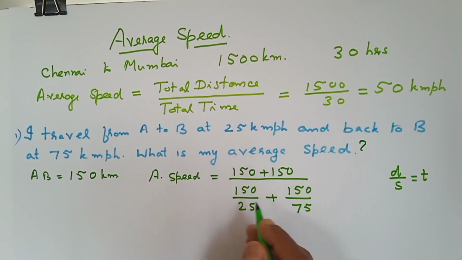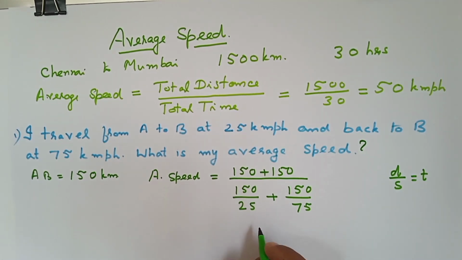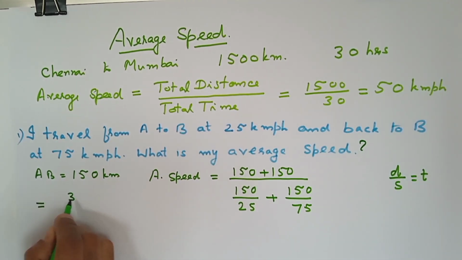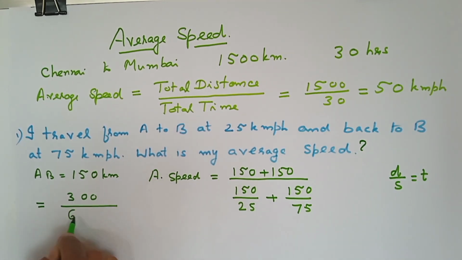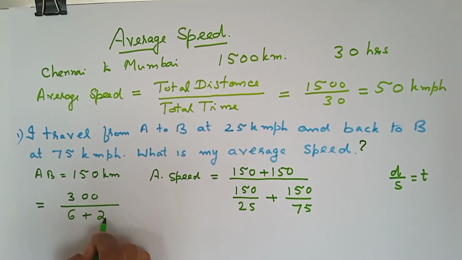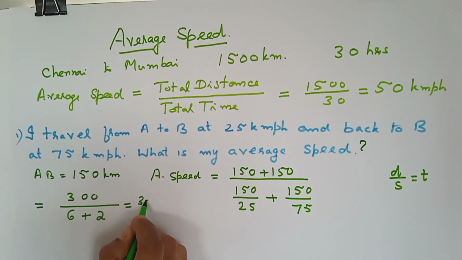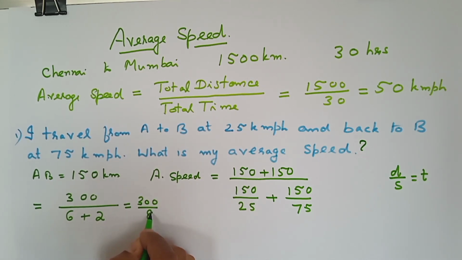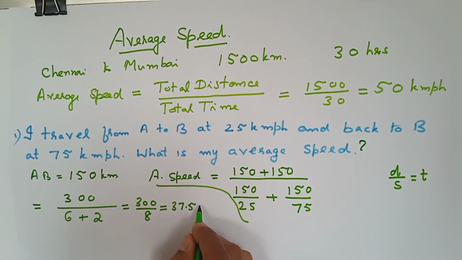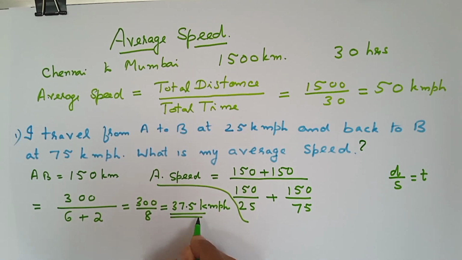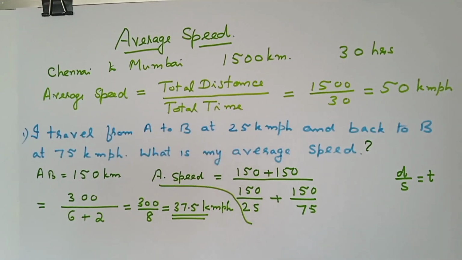So on simplifying, you will get the average speed. Yeah, we will simplify that. Numerator 300. This is what? 6. The next one is 2. So you have 300 by 8. This on further simplification is 37.5 kilometers per hour. So this is the average speed of the entire trip.